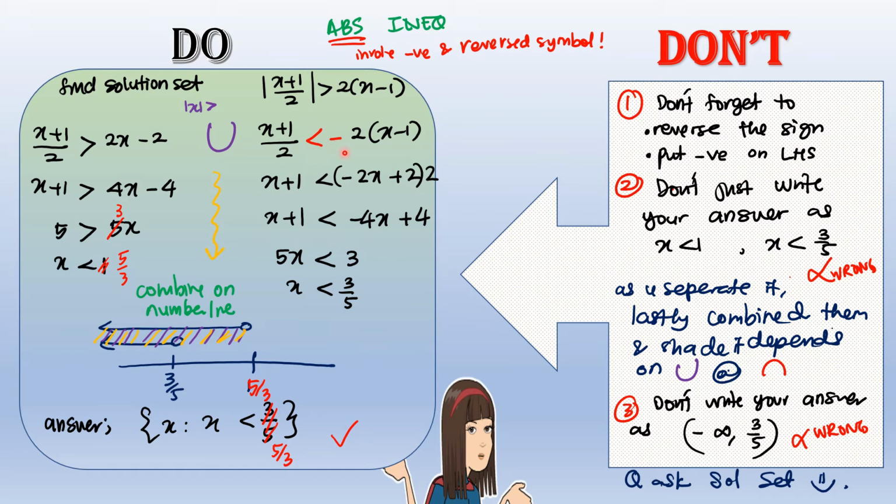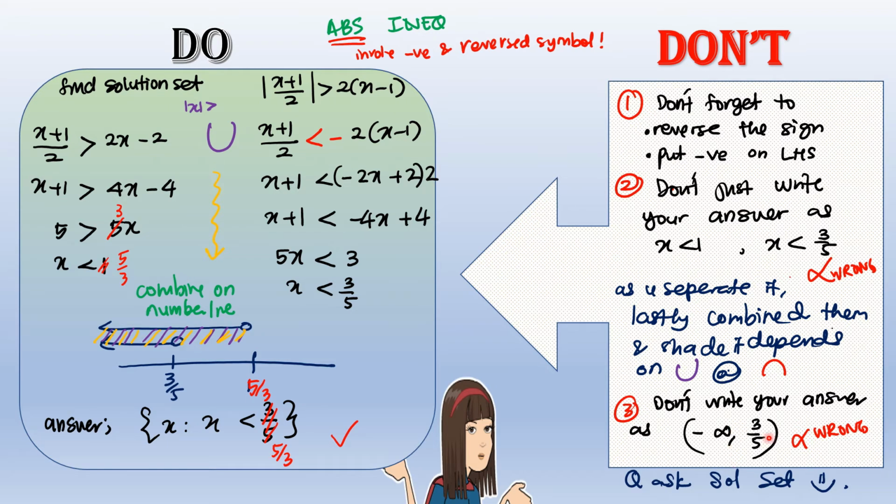Reverse the sign and put negative on this side. Don't just write your answer as less than 1 or less than 3 or 5. Okay guys, for inequalities, you can just take it from here. You can just take it from here. Alright, because we separate it. When you separate it, alright, you need to combine it. That's it. Okay, and shade it depends on our union or intersect.